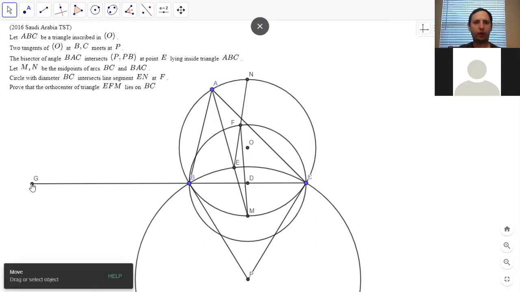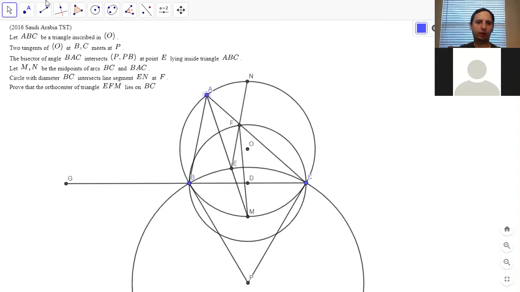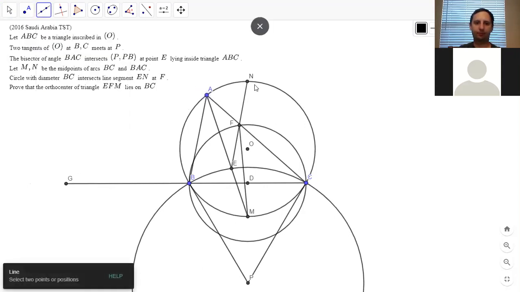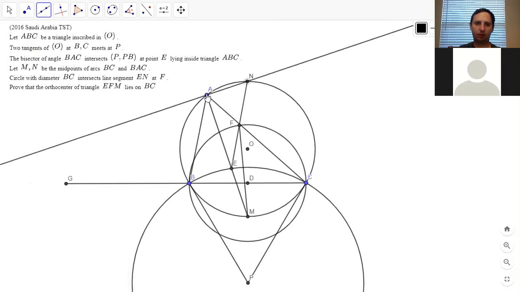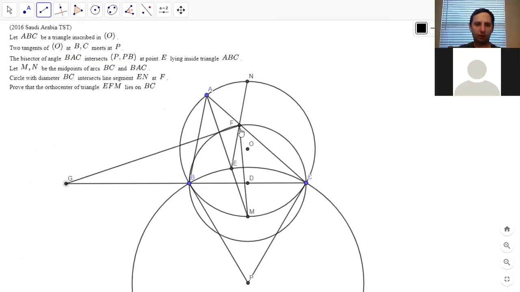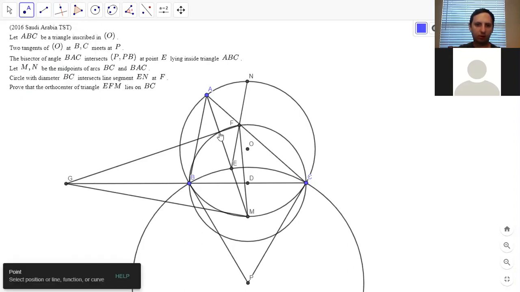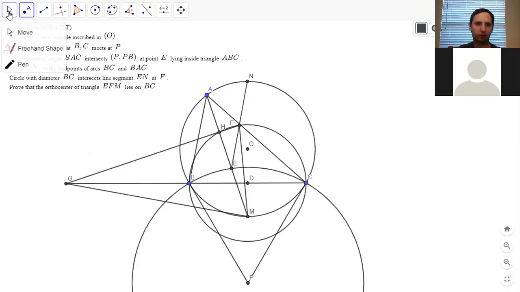Whenever I have a point that's way out here, I think about using, I don't know, maybe NA and G. I don't think NA and G are collinear. But I'm going to draw GF and GM. Just because, oh, so it looks like this passes through that point. Let's see. Yeah, it looks like those all concur.